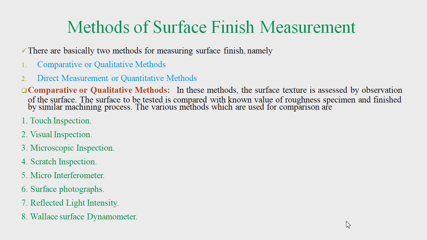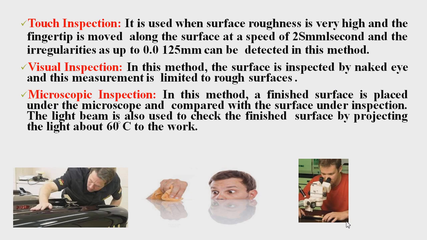In this, surface texture is assessed by observation of the surface. The surface to be tested is compared with known values of roughness specimens finished by similar machining processes. The various methods which are used for this type of comparison are touch inspection, visual inspection, microscopic inspection, scratch inspection, micro interferometer, surface photographs, reflected light intensity, as well as surface dynamometers.